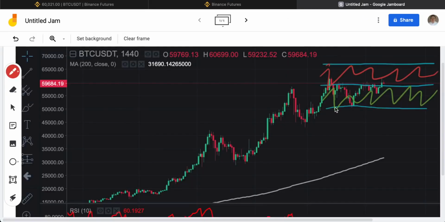I'm going to show you how to set up the Binance trading bot and how it works so you can go ahead and trade with it yourself.